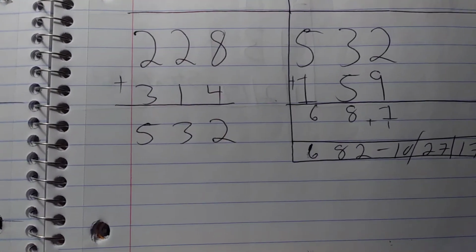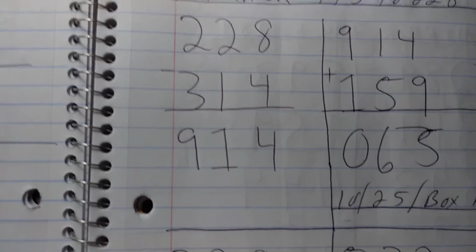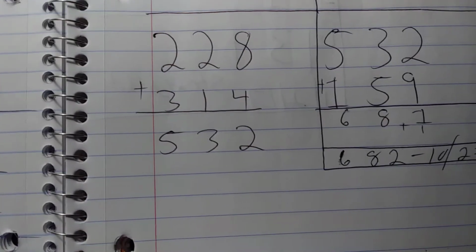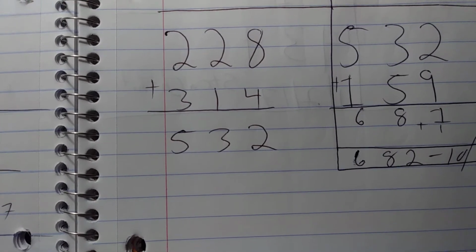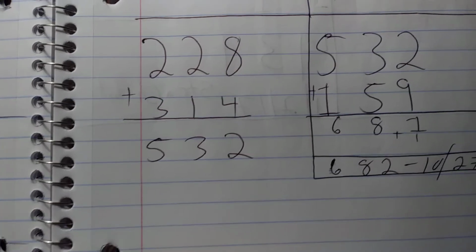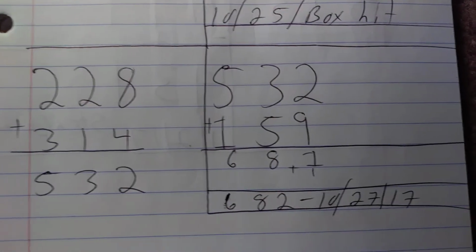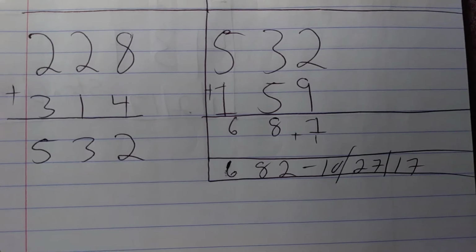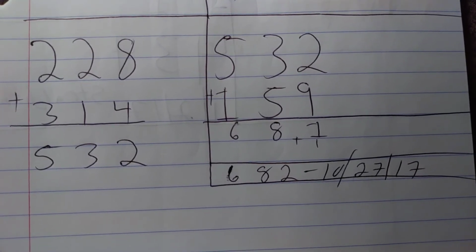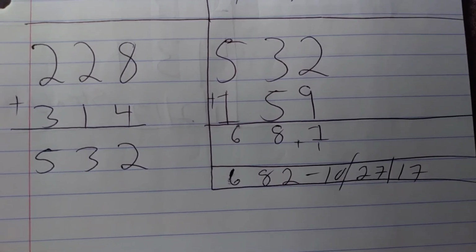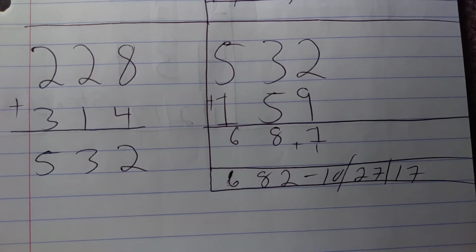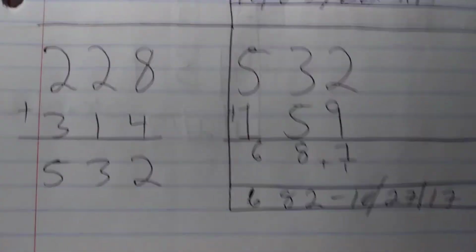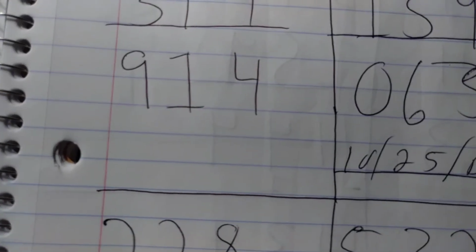And then you'll take that 228, which you got from up here, and then 228 plus 314. So 8 plus 4 is 12. Keep the 2. 2 plus 1 is 3, and then 2 plus 3 is 5. So 532. You're going to add on 532 plus 159. 9 plus 2 is 11. Keep the 1. 3 plus 5 is 8, and then 5 plus 1 is 6. You're going to add 1 to that, and that's 682, and that one did hit on October 27th.